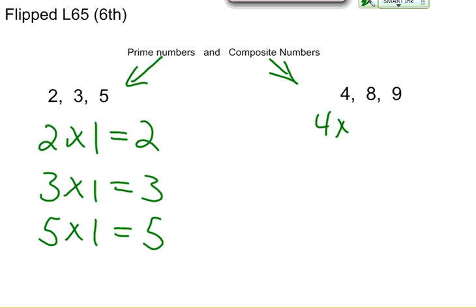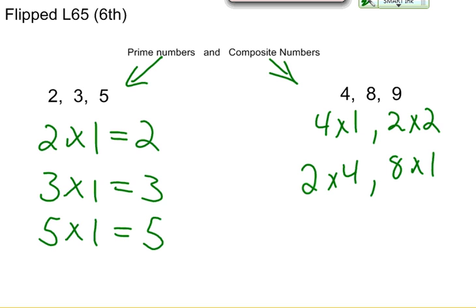So, for example, it's 4 times 1, and then 2 times 2, all equal 4. Just like 2 times 4 and 8 times 1 equals 8, and 3 times 3 and 1 times 9, all equal 9. So here's an example right there of 4 factors, 3 for that one, 1, 2, 3, 4 for that one, 1, 2, 3 for that one. We have an example of composite numbers, right? Composite numbers, lots of factors. Prime numbers, 2 factors.